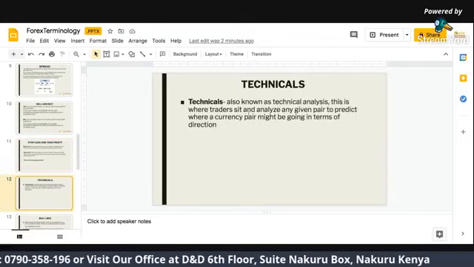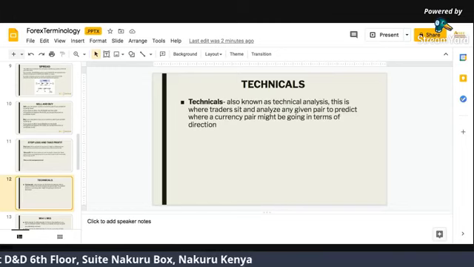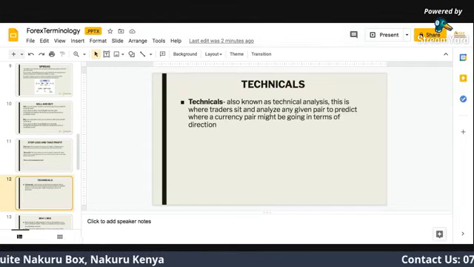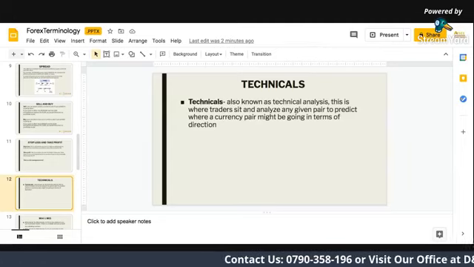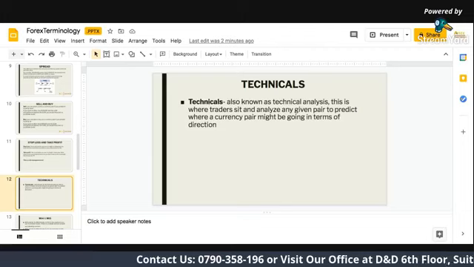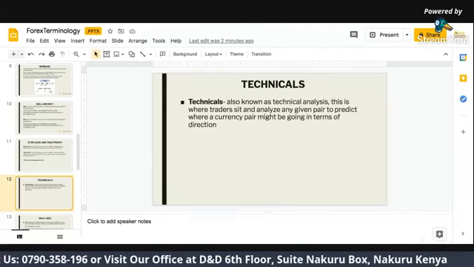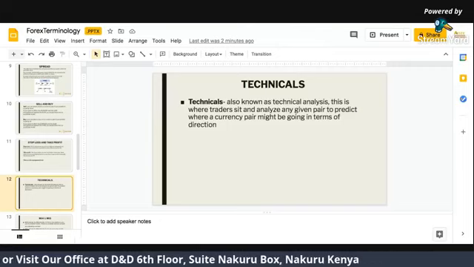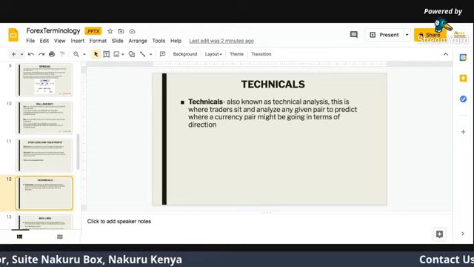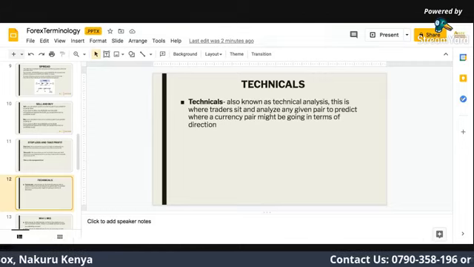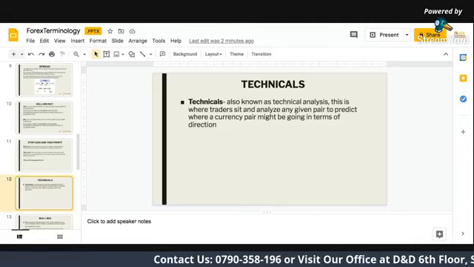And then we have technicals. Technicals, also known as technical analysis. This is whereby traders sit and analyze any given pair to predict where a currency pair might be going in terms of direction. The broker usually provides the trading platform called MetaTrader 4 or MT5, both available on MacBook, iOS, Windows, Android, and iPhone. So this is where you'll be doing the technical analysis.